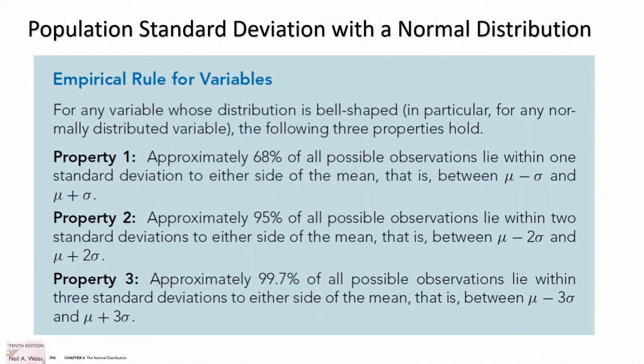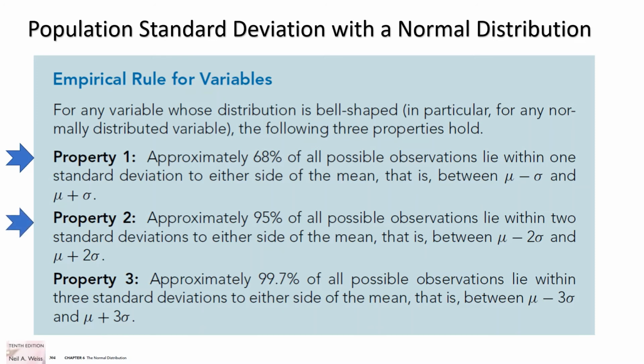The empirical rule for variables that are normally distributed is: approximately 68% of all possible observations lie within one standard deviation to either side of the population mean. That is between population mean minus sigma and population mean plus sigma.